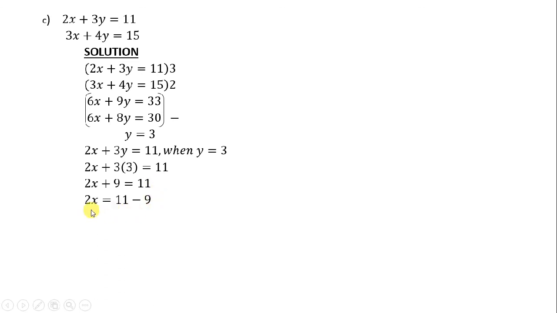So we are saying 2x is equals to 11 minus 9. 11 minus 9 is equals to what? To 2. So we have 2x is equals to 2. Are we going to leave it like that? No. We'll divide both sides by the coefficient, which is what? 2. 2 into 2, 1. Our x is equals to what? To 1. Therefore, x is equals to 1 and y is equals to 3. I hope that is simple.